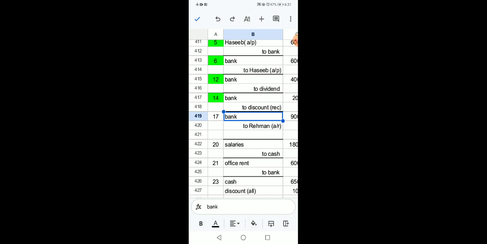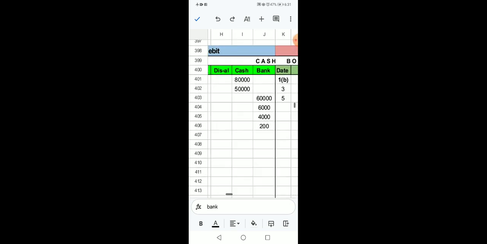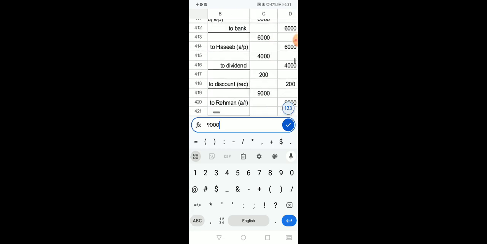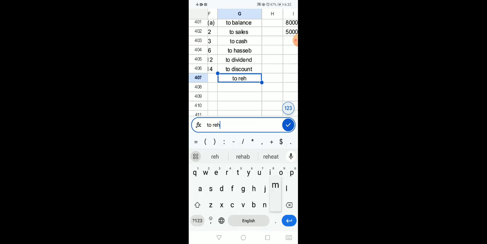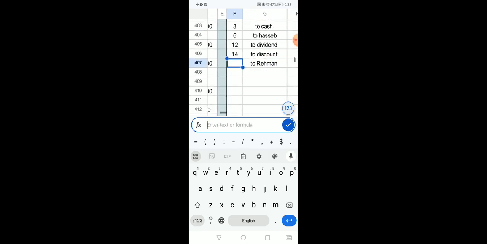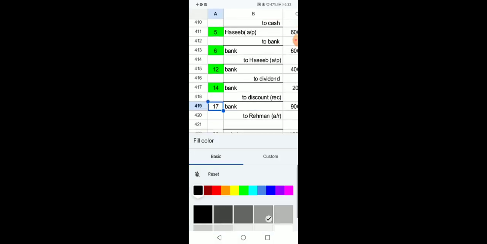There are two elements, but only one element is associated with cash book, which is bank. Bank is debited 9,000. Go to the bank account and write 9,000 on debit side and see its reference, which is Rahman. So you will mention Rahman in the particular column. Now see its date, which is 17. So put 17 over here. In this way, 17th entry has been completed. There was only one element which has been posted. 17, okay. Mark it as it has been done.